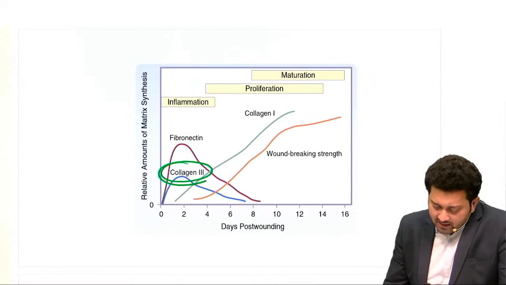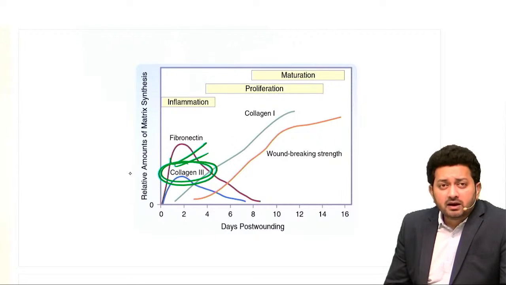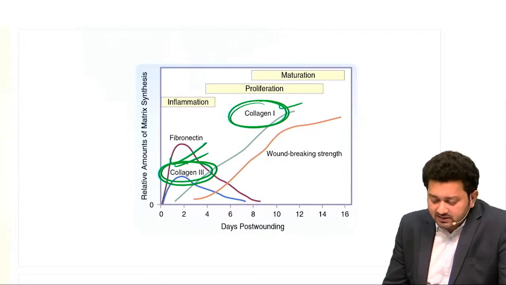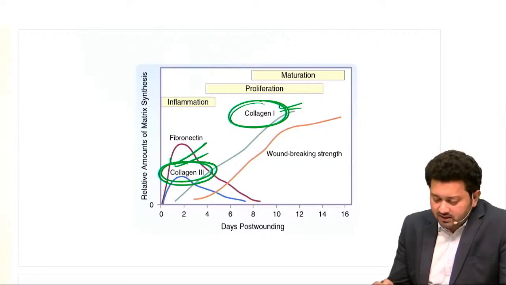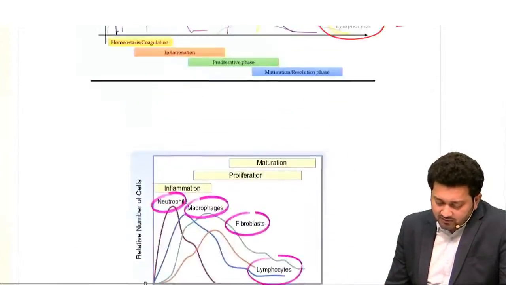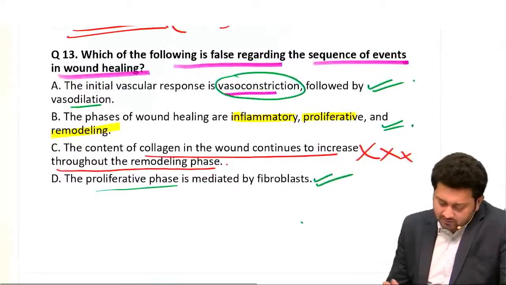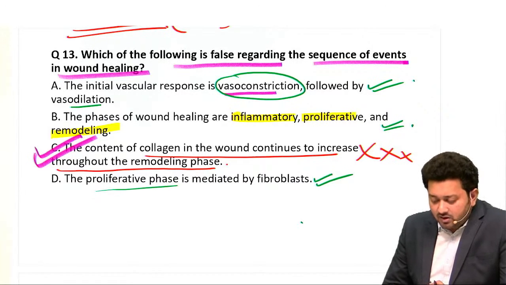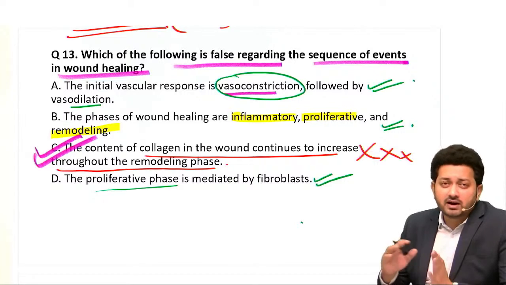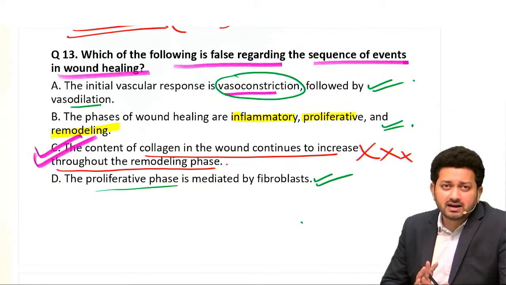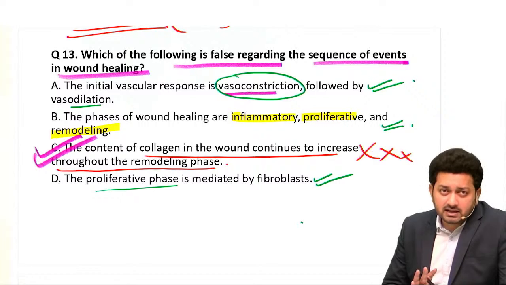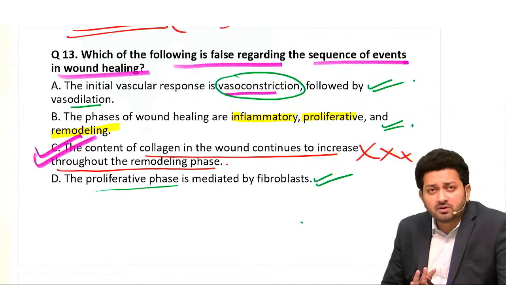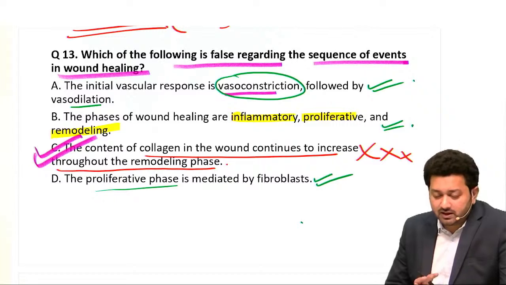Initially, type 3 collagen is more when there is granulation tissue. Later on, type 1 collagen is more. I told you in the remodeling phase, type 3 gets converted to type 1. So what is the correct answer here? I guess I marked the answer also. This is the false statement, and this is our answer. The content of the collagen does not keep on increasing in the remodeling phase, it is converting from one type to the other type. The overall content remains same. If the collagen increases, then it forms abnormal wound healing like keloid and hypertrophic scar. Excessive collagen can cause keloid and hypertrophic scar.